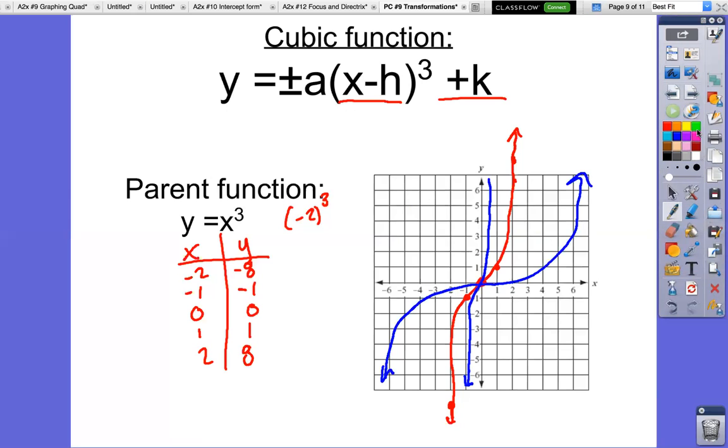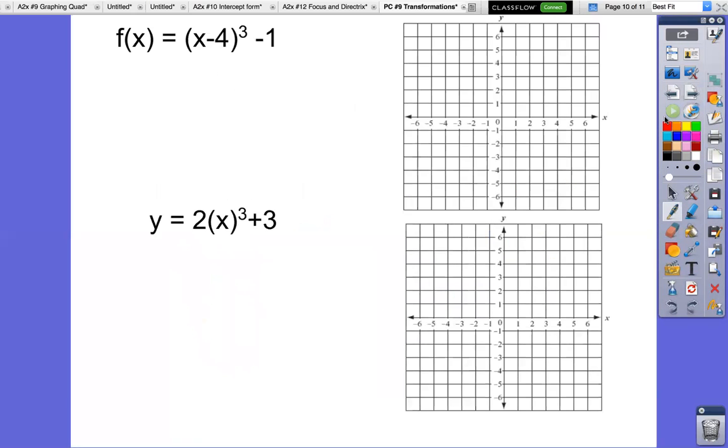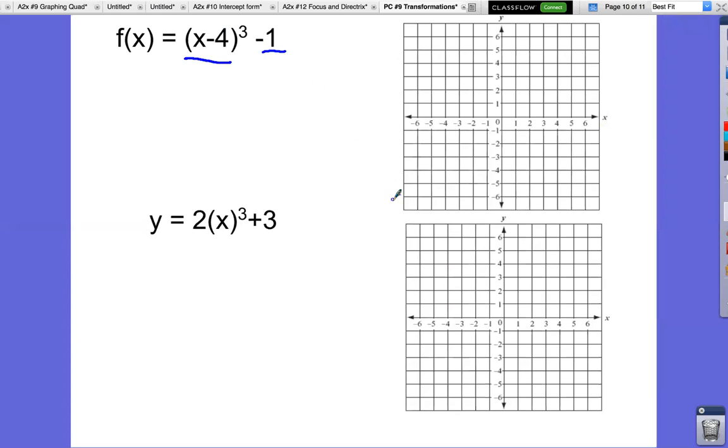All right. So let's get going with this. I just want you guys to find a couple points. Now, there's no hints or tricks or anything else here. Start with your vertex and put a couple other points up here. Number 1, what's your vertex? Four, -1. My vertex is 4, -1. It has not been stretched or reflected or compressed.